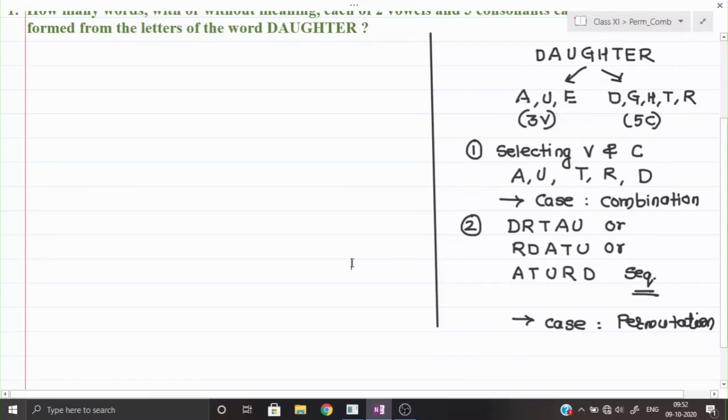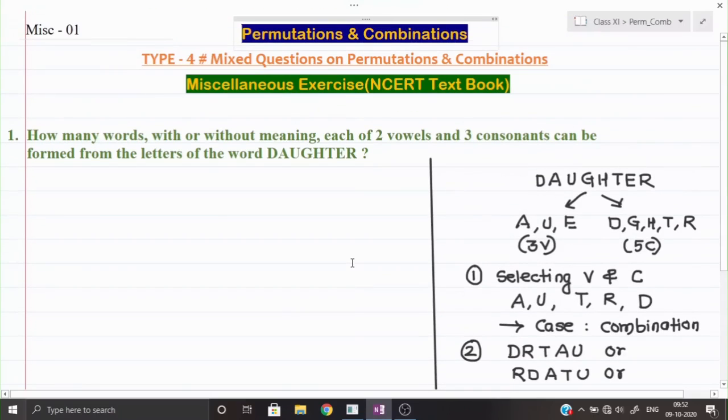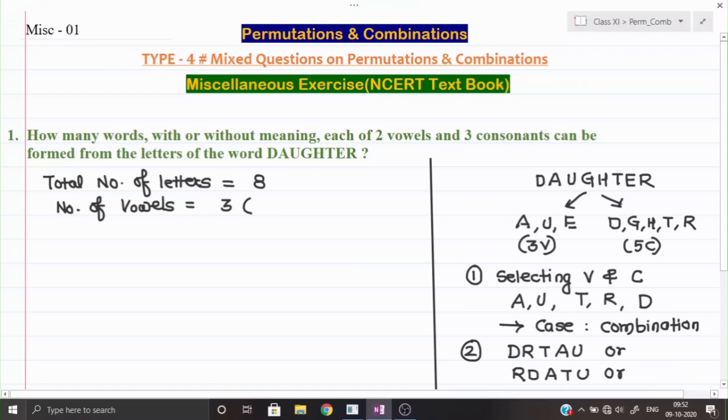First of all, we shall mention the total number of letters given to us. Total number of letters is equal to 8. Then the number of vowels: how many are given? That is 3. Who are they? We can mention that here: A, U and E.